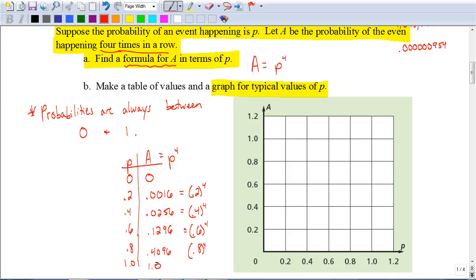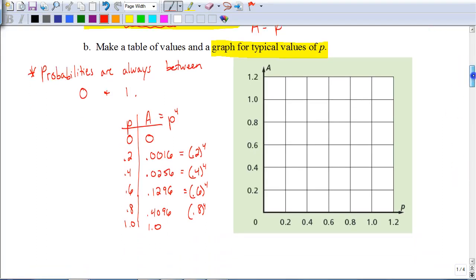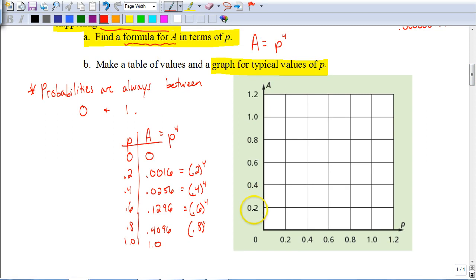So now when we go to graph these, let's look to see what this graph is going to look like. So 0, 0 would be here. 0.2 and 0.0016, well, that's hardly off of 0. And 0.4 and 0.0256, well, that's going to be a little higher there. 0.6 and 0.13, well, 0.2 is here, so 0.1 would be halfway, so 0.13 would be a little over halfway. And 0.8 and 0.4, that's pretty much just 0.4 there. And then 1 and 1 would be up here.